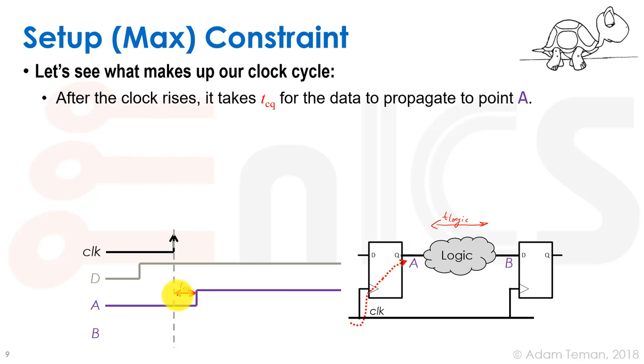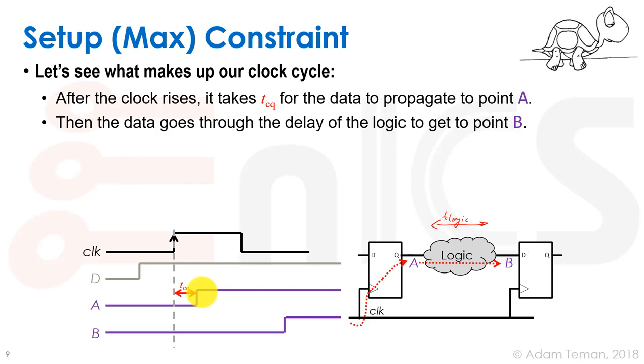So we see it over here. A changes from 0 to 1, TCQ after the clock rises. Then there is this T logic path that goes by, and B changes over here, T logic after our rise at A. Okay, what we need to make sure of is that this change, which is going to be our last change in this example, happens at least T setup before the next clock edge.